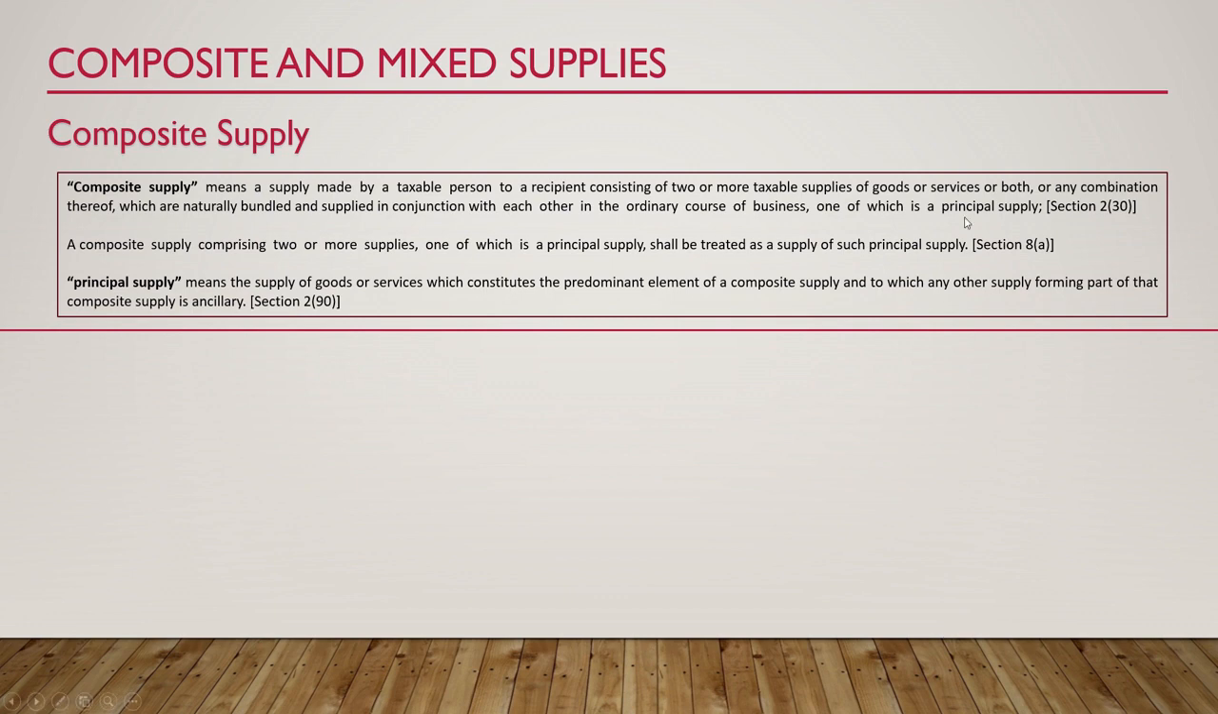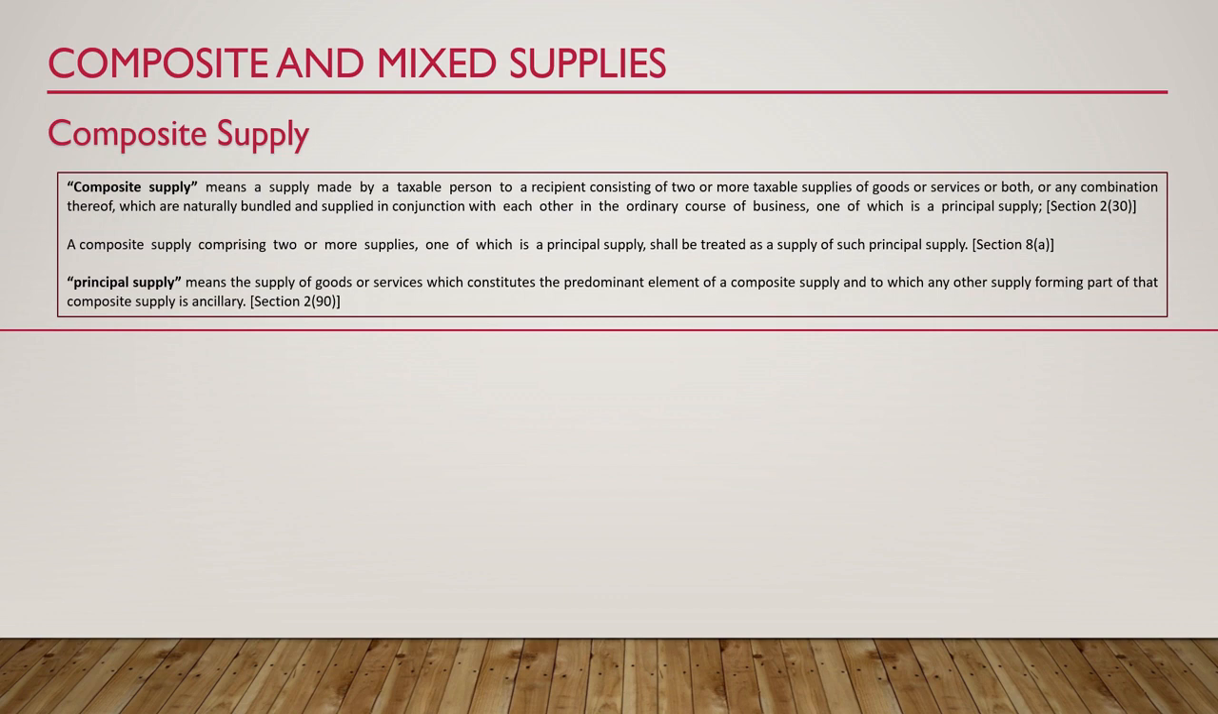That is being provided under section 8, subsection A. Section 8, clause A. What it says is that when a composite supply comprising two or more supplies is being provided, one of which is a principal supply, then it shall be treated as supply of such principal supply. The same provision existed in the earlier service tax regime. When natural bundling happens, take the service which gives the essential character and tax it as that.